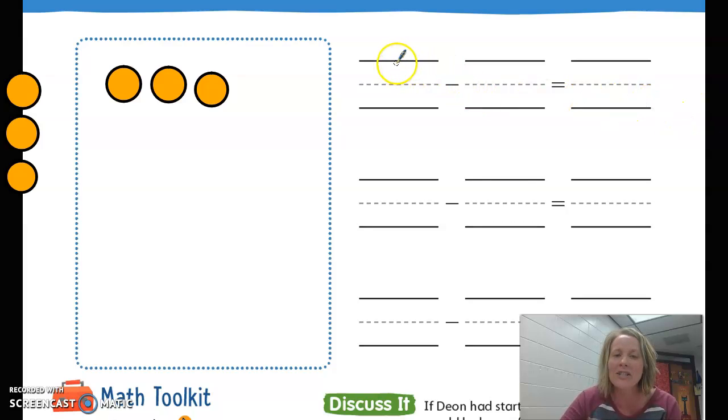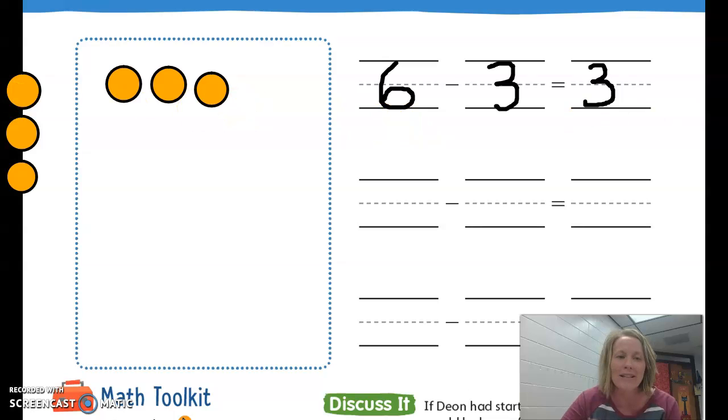So now we need to write our number sentence. How many did he start with? 6. How many did he give away? 3. And how many does he have left? I look right here. You're right. He has 3 left. Nice job. So he had 6. He gave 3 away. And he still has 3 left. Nice job, boys and girls. All right, here is our next problem.